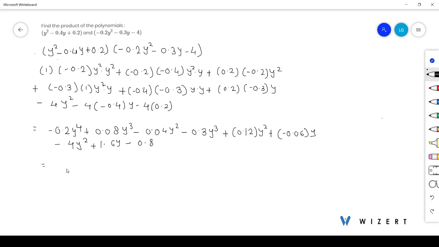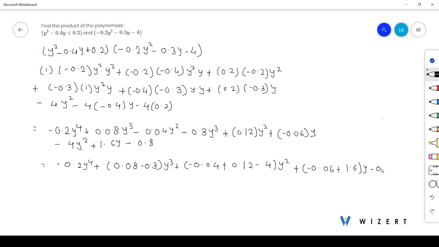So here minus 0.2 y to the power 4 plus, now take coefficient of y cube together, so minus 0.08 minus 0.3 into y cube plus take a coefficient of y square together, so minus 0.04 plus 0.12 minus 4 into y square, take a coefficient of y together now, plus minus 0.06 plus 1.6 into y minus 0.8.